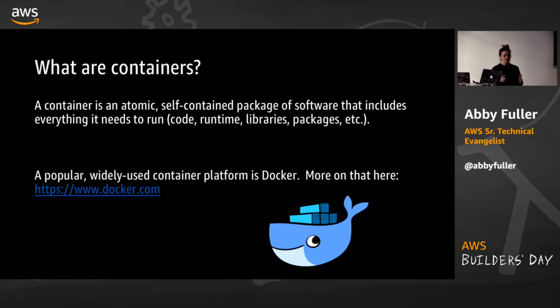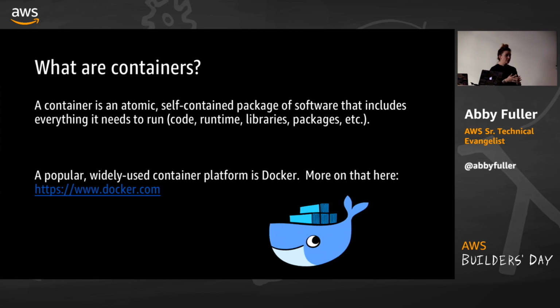The easiest definition here: it's an atomic, self-contained package of software. What does atomic and self-contained mean? It has everything it needs to run itself. That means your code, your runtime, any packages or requirements, any libraries. A really widely used format for this is Docker containers. You run them with something like docker run, docker build, docker push. Basically, you have a Docker image that outlines everything that you need to run and build your application. It's in a self-contained little box.